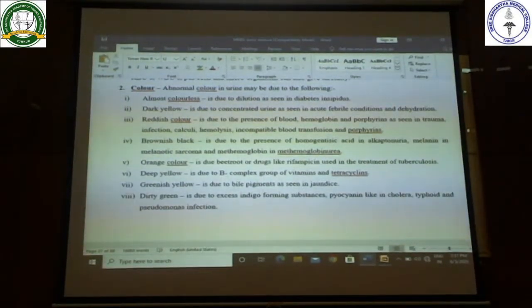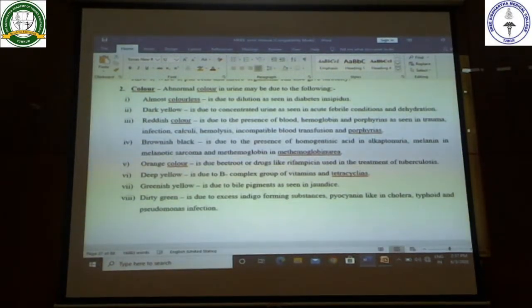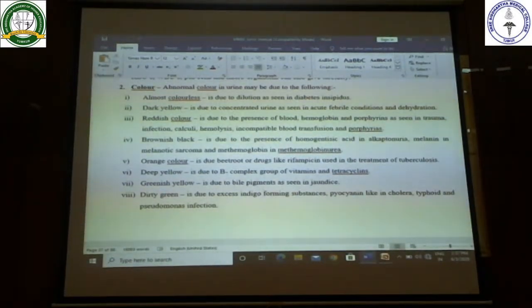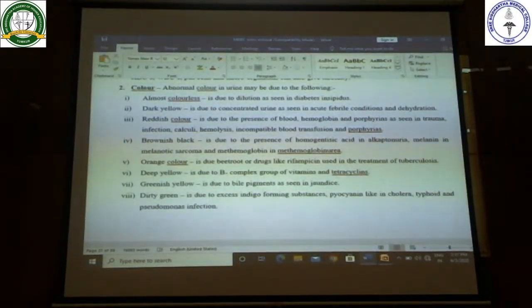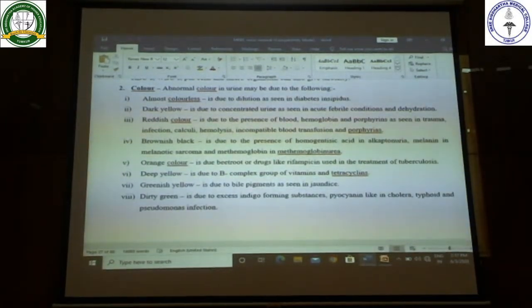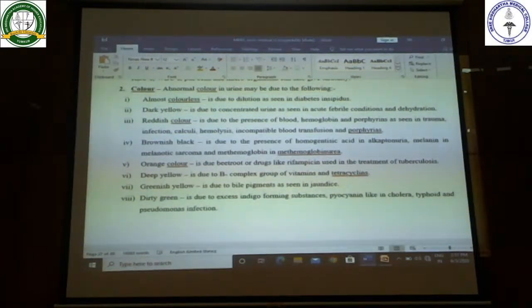Then there could be a reddish color. The first important cause you should suspect is blood, almost always blood. Hemoglobin and porphyrins will be the cause of reddish urine. This is seen in conditions like trauma. Whenever a patient comes with a history of trauma, say an accident or a fall, or my friends who are playing and get hit in the stomach, they suddenly complain of reddish urine.